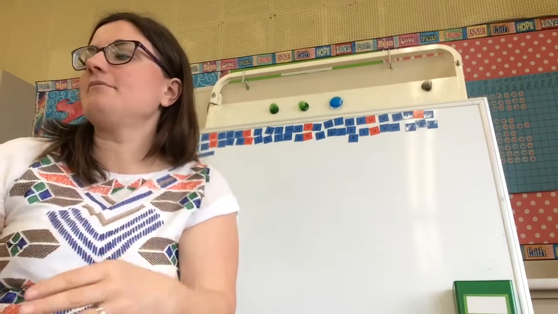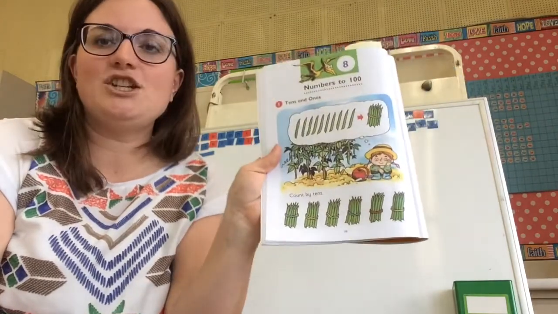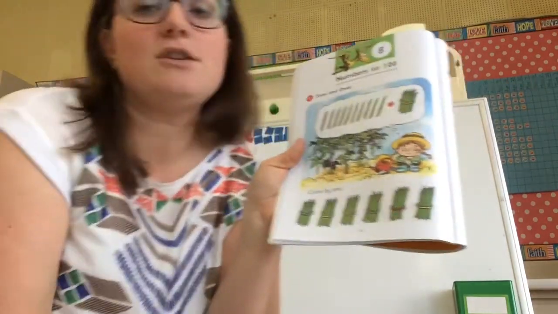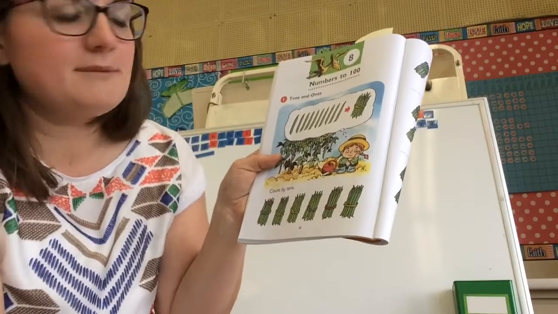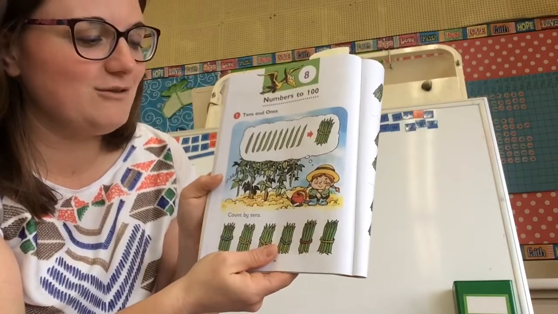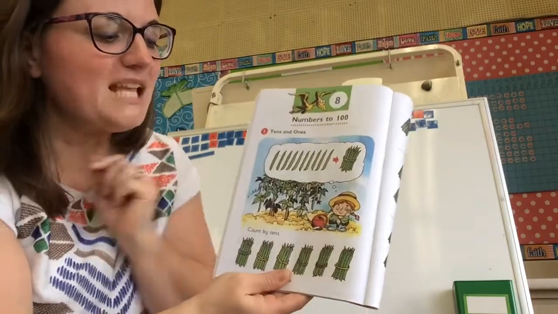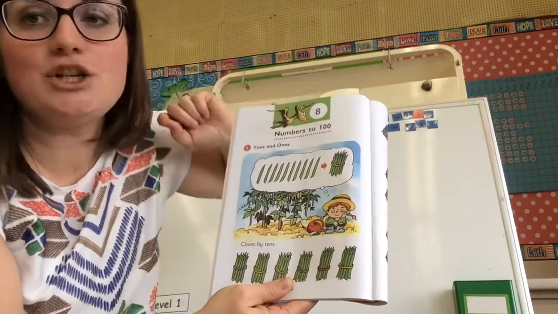But as we begin, I'm going to have you open up your textbook to page 66. So press pause if you need to, and you're going to open up your textbook. And in this page, we've got some string beans. And I don't know if you like to eat string beans, but they are yummy and you can plant them in your garden. And what we're going to do is we're going to count how many are in each bundle.